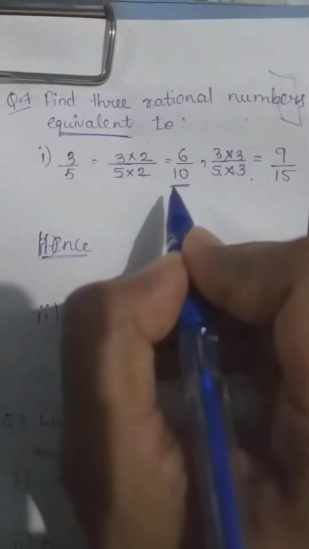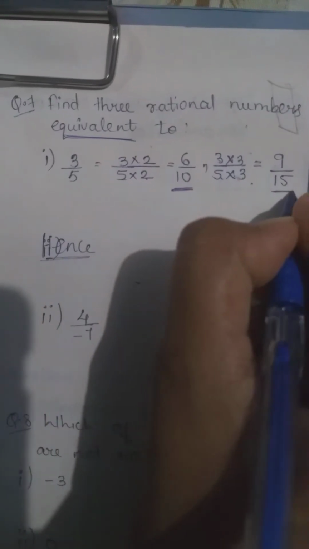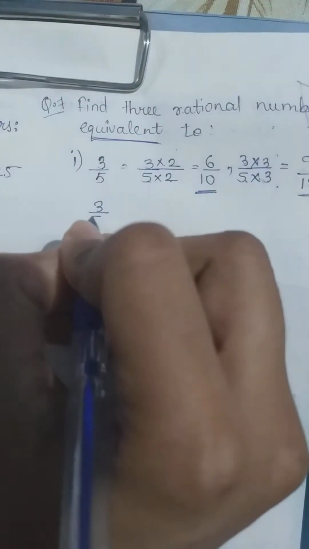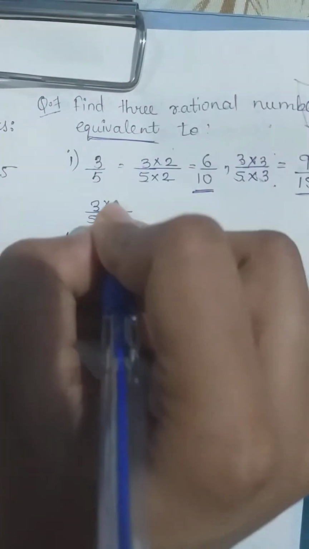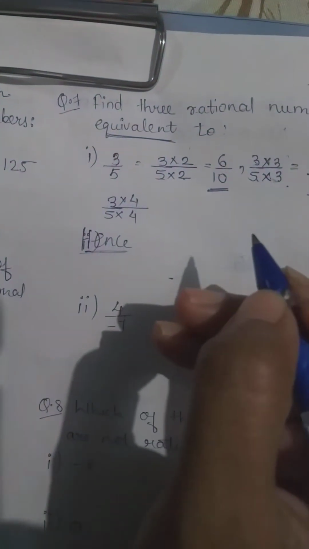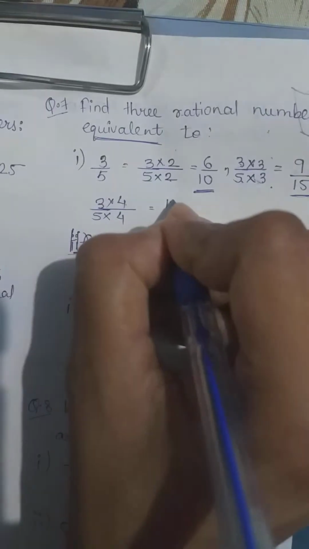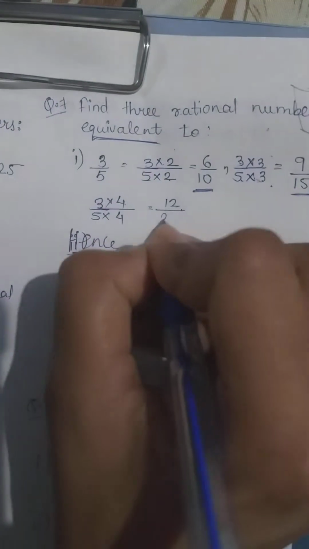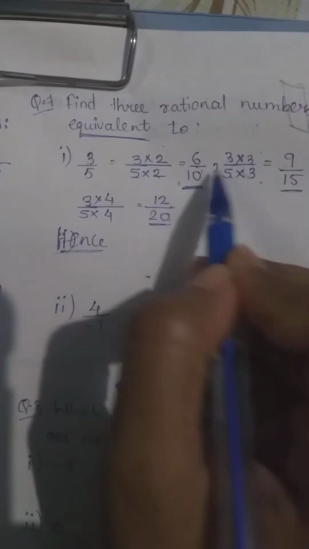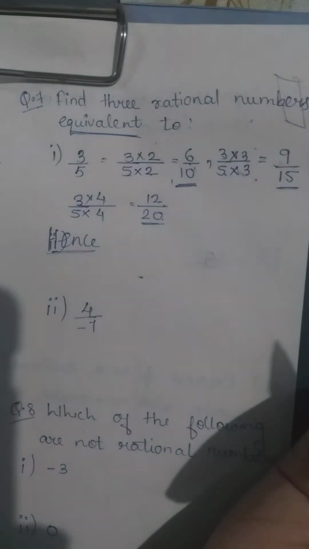Understood students? We found one equivalent number, second equivalent number. Now we're going to find the third one. Similarly, same, but here you have to multiply by 4 in the numerator and the denominator also multiply by 4. Now 3 4s are 12 and 5 4s are 20. So I got 3 rational numbers equivalent to 3 by 5.